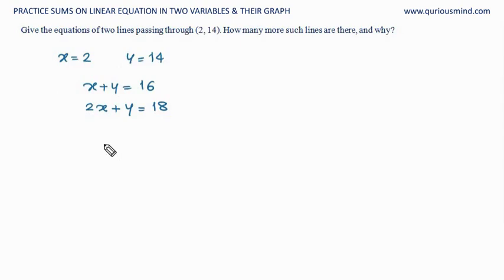How many such equations can I have? I can have many equations. I can use 3x plus y. 3x is 3 plus 3 into 2 is 6. 6 plus 14 is 20, is equal to 20. And so on. I can go on writing many equations. So there will be infinite equations and infinite lines passing through these points.